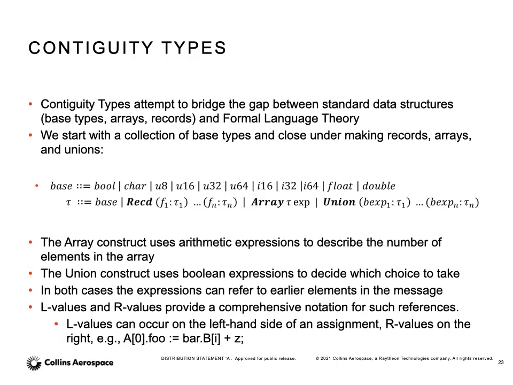Contiguity types attempt to bridge the gap between standard data structures, base types, arrays, records, and formal language theory. We start with a collection of base types. The array construct uses arithmetic expressions to describe the number of elements in the array. The union construct uses Boolean expressions to decide which choice to take amongst the alternatives offered. In both cases, expressions can refer to earlier elements in the message. L values and R values provide a comprehensive notation for such references. L values can occur on the left side of an assignment and R values on the right side.